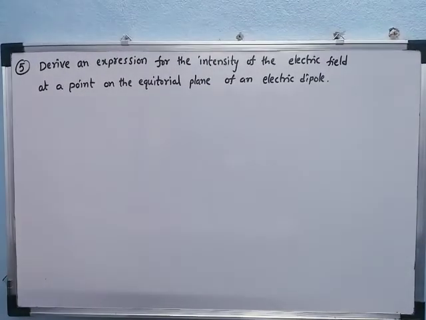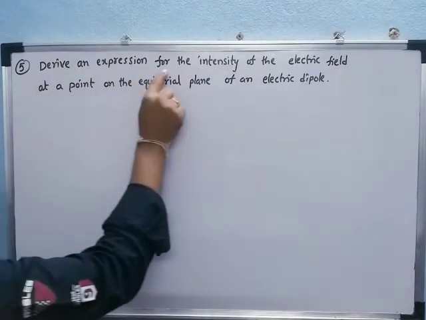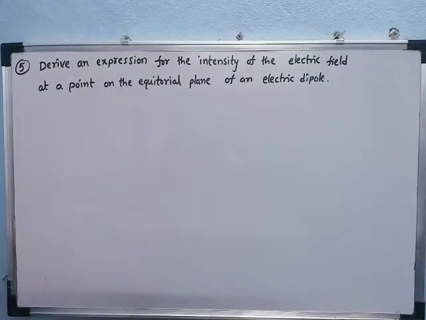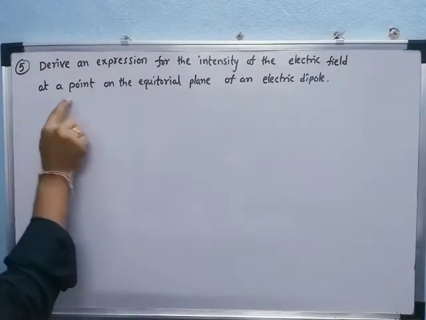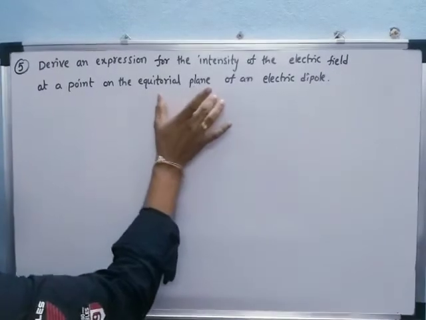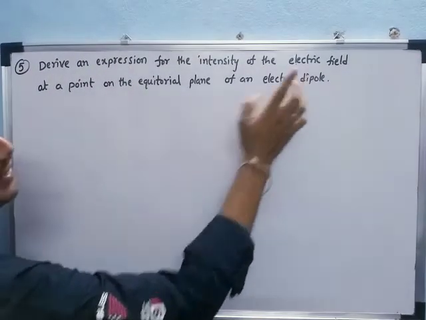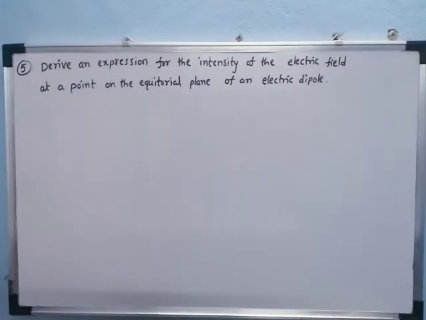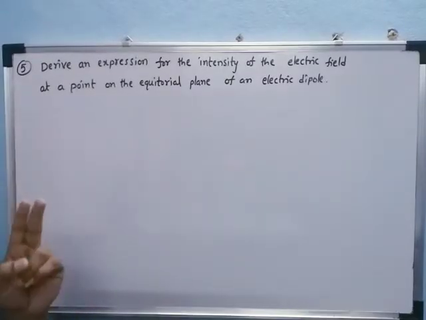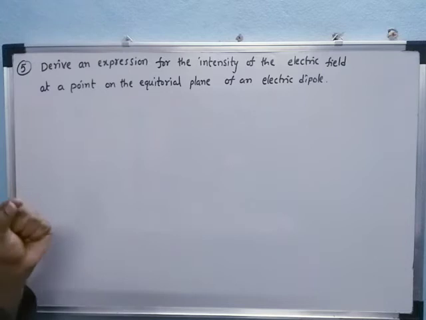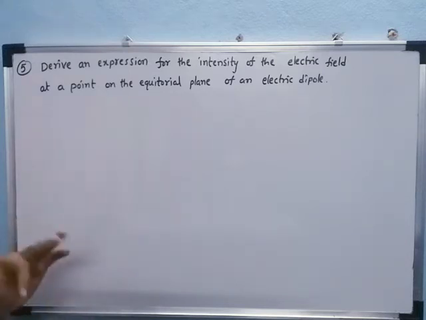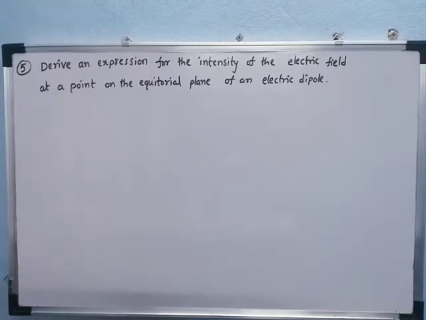See, this is the next question. Derive an expression for the intensity of the electric field at a point on the equatorial plane. Equatorial is nothing but perpendicular of an electric dipole. Dipole means how many charges are there? Two charges. One is a positive charge, another one is the negative charge. That is called a dipole.